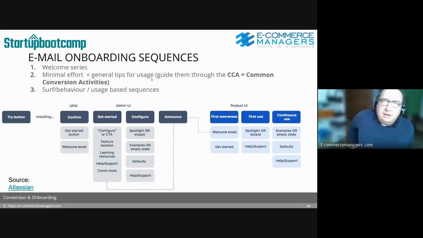for example, if you have a web shop platform and they have to configure at least the payment system before they can actually have visitors convert in their web shop, well, make sure that they see all the content that's available about setting up your payment methods in the web shop.